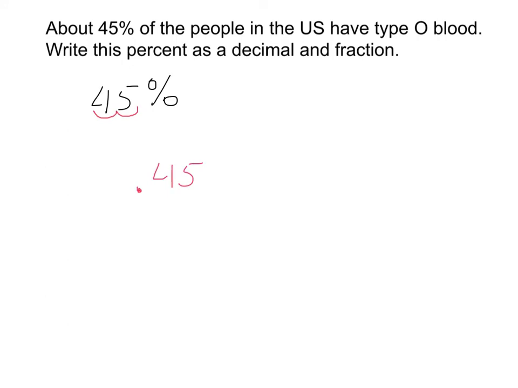Now let's write it as a fraction. So I'm going to take the percent number 45 and put it over 100, and I'm going to simplify. So 45 over 100 is 9 over 20. So 45% written as a decimal is 0.45 and 9/20 as a fraction.